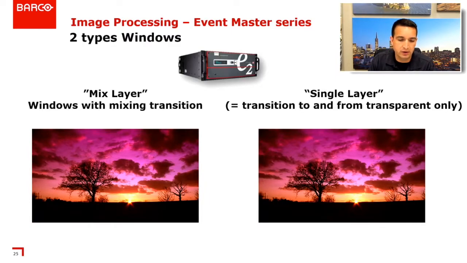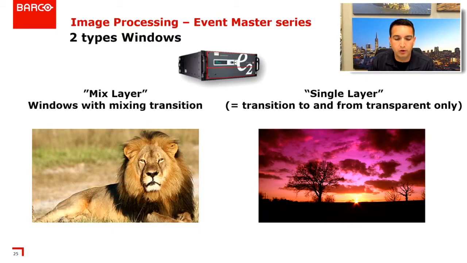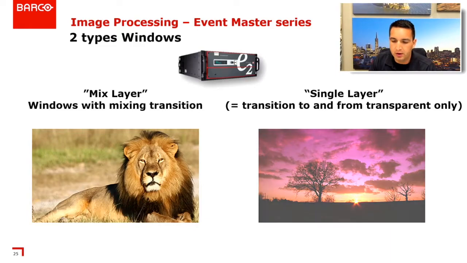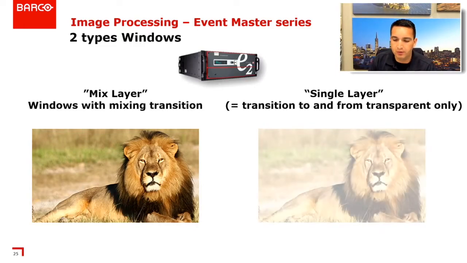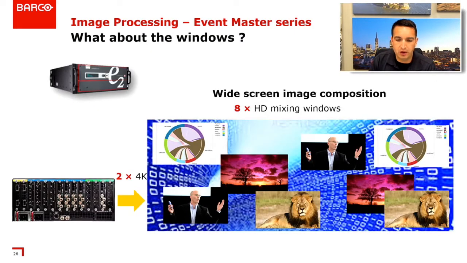If you take a look at the mix layer, it is essentially a window with mixing transitions, right? It dissolves from one to the other. So you could see that source dissolving from one to the other nice and clean. Or we have a single layer, which allows you to do one of two things, either a broadcast quality cut or a dip to black or a dip to white while it changes the source and comes back in. So you can use these single layers and mixed layers in your image composition.